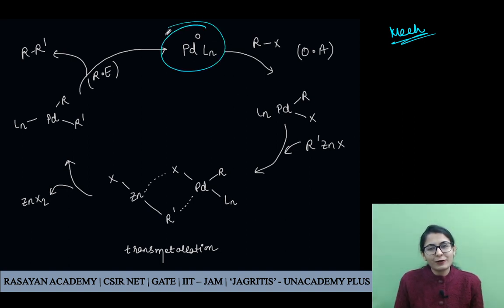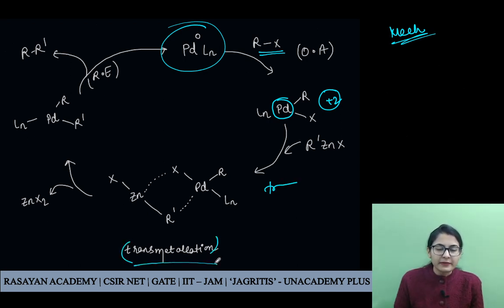So palladium in zero oxidation state, oxidative addition, you get +2 now. Now this step is going to be transmetallation, like here. So transmetallation, how does it happen? Palladium is attracting the R dash group or the alkyl group, and zinc is attracting the other halide atom, right? So you could write it like this.